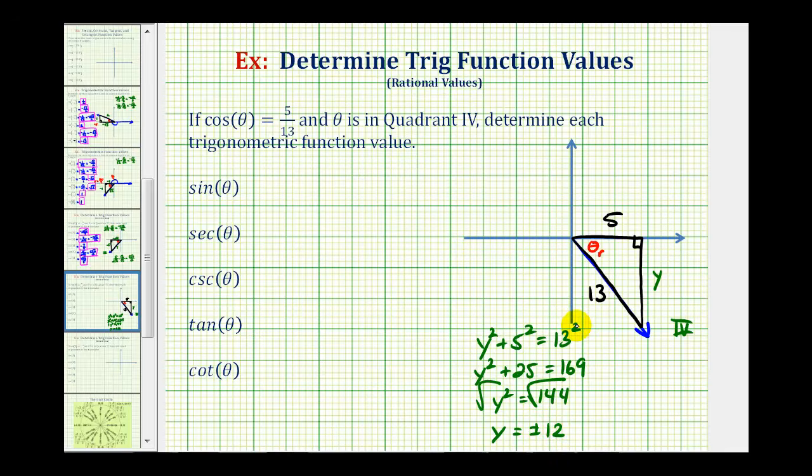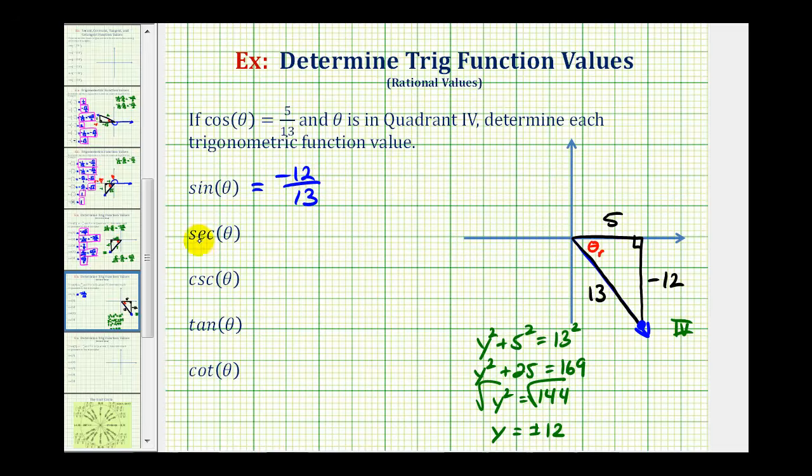And again, because we're in the fourth quadrant, where the y-coordinate is negative, we're going to label this leg negative 12. So for this point on the coordinate plane, the x-coordinate would be positive 5, and the y-coordinate would be negative 12. But now that we have our reference triangle, we can easily find these 5 trig function values. Sine theta is equal to the ratio of the opposite side to the hypotenuse, or negative 12 divided by 13, or negative 12/13.